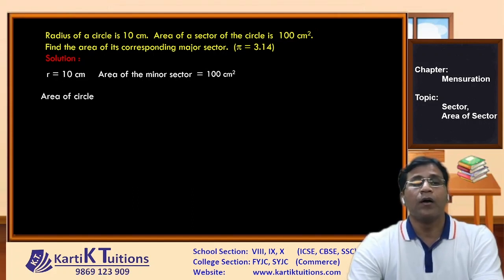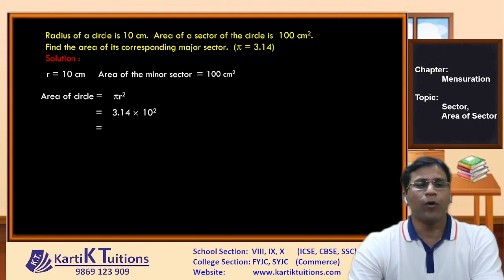What is the formula? Pi r square. So it will become 3.14 into 10 square. Now this can be done as 3.14 into 100. Abhi when we multiply with 100, the two decimals will get shift. It will give us 314 centimeter square. So the area of circle we got it as 314 centimeter square.